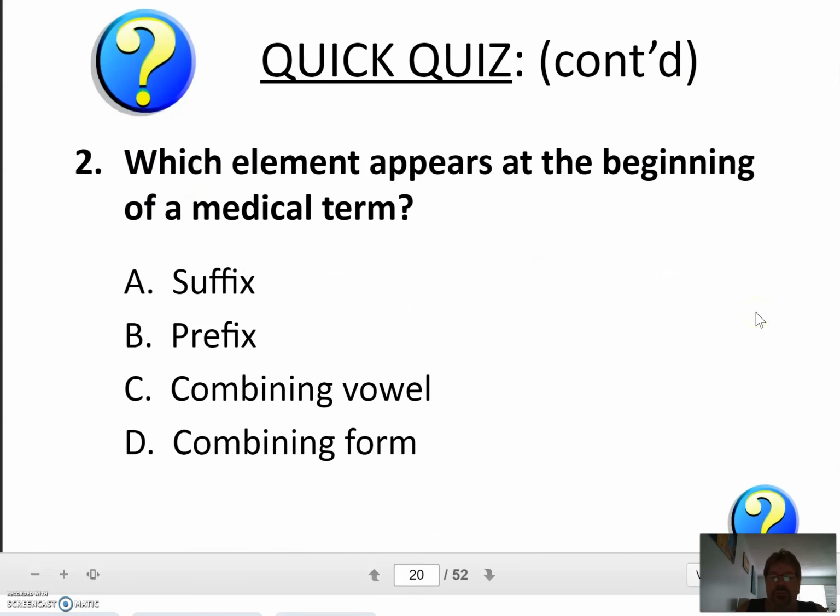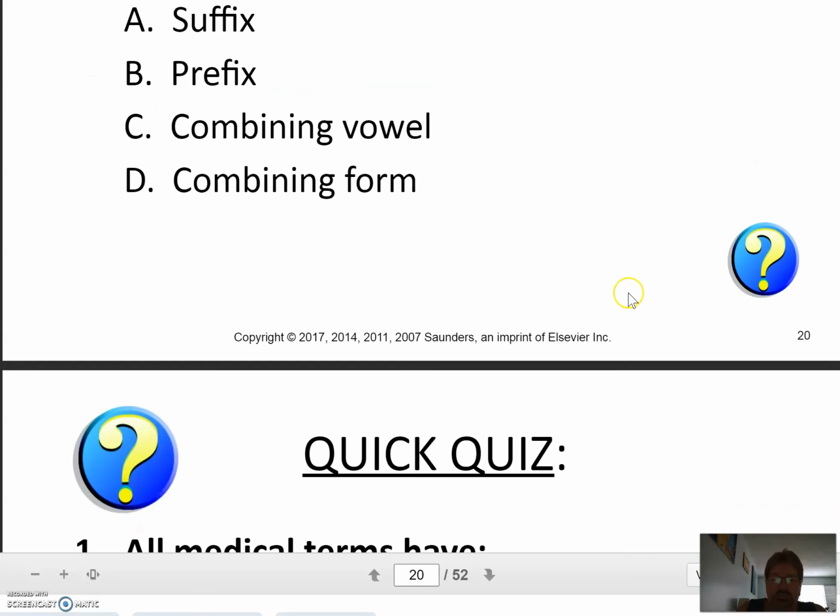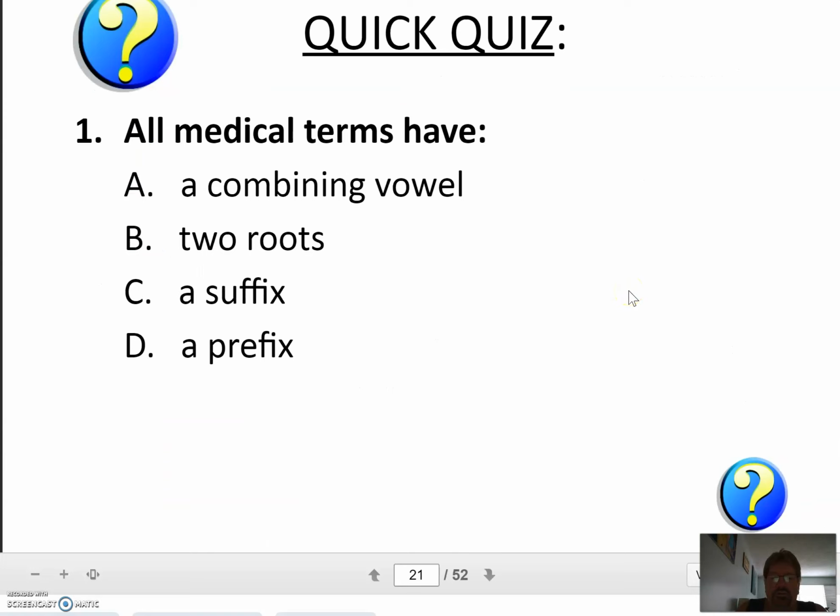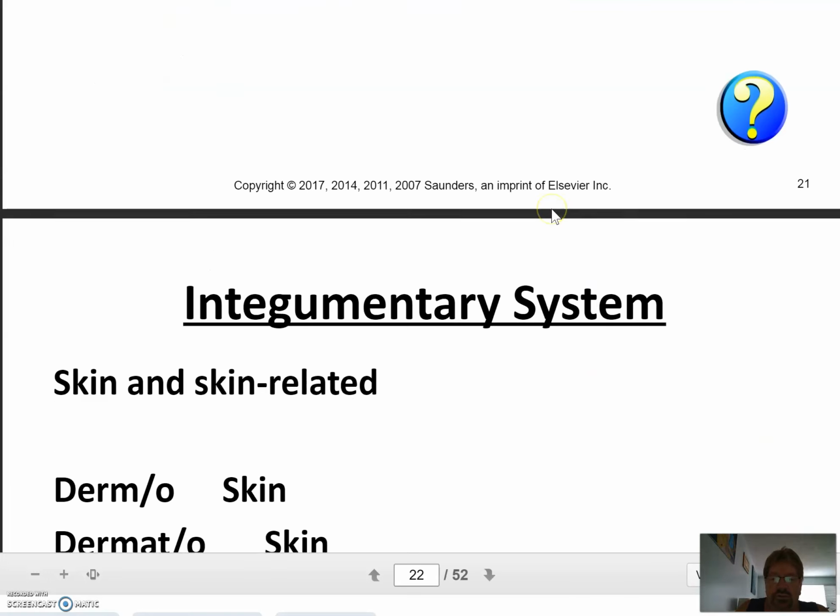What element appears at the beginning of a medical term? Well, if you said prefix, you'd be right. All medical terms have? Do they have two roots? No. Do they all have a suffix? No. Do they all have a prefix? Probably not. So I'd say a combining vowel is the right word.